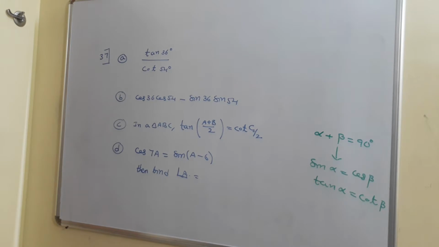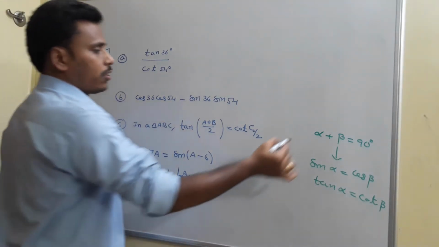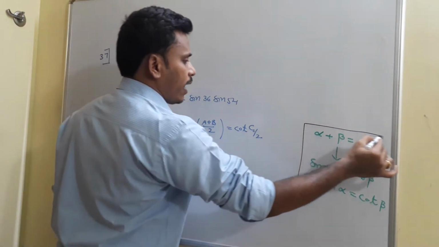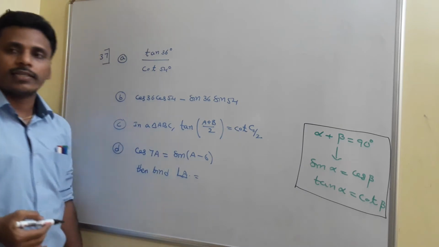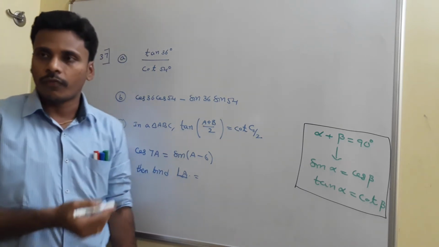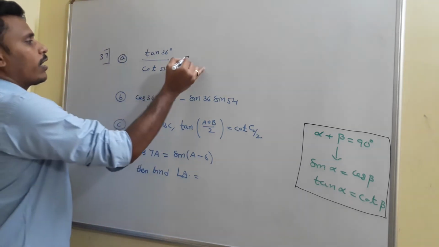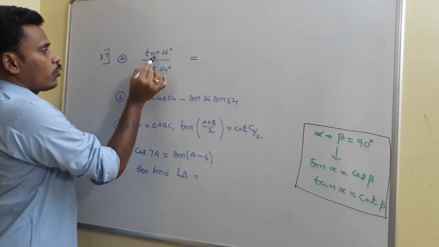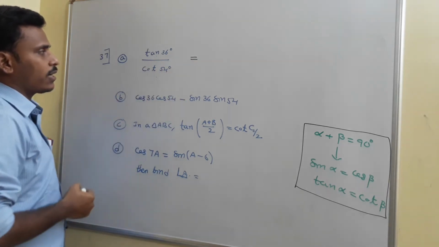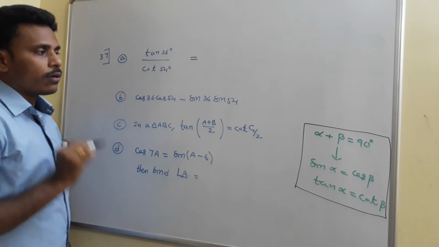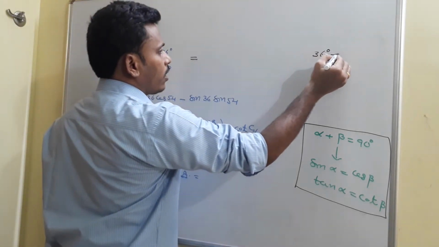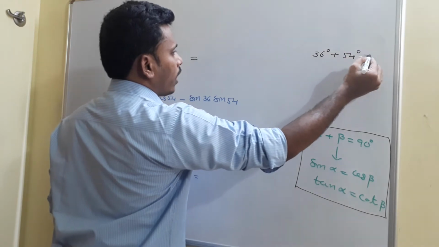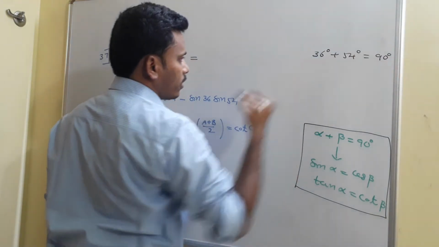Look at the problems on the board. We need to solve all these problems just by using this particular logic. If the sum of two angles is 90 degrees, then sin alpha is cos beta as well as tan alpha is cot beta, and similar types of things we are going to utilize. Look at the first problem. They are asking you to find the value of tan 36 and cot 54. Look at the angles first. The angles here are 36 degrees and 54 degrees, and clearly the sum is 90 degrees.